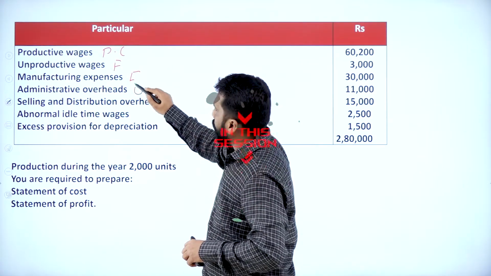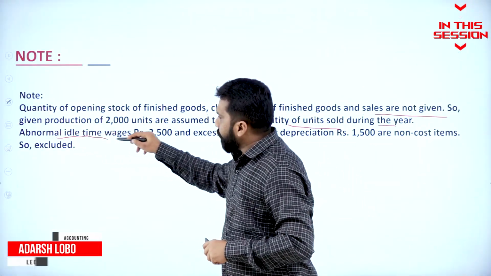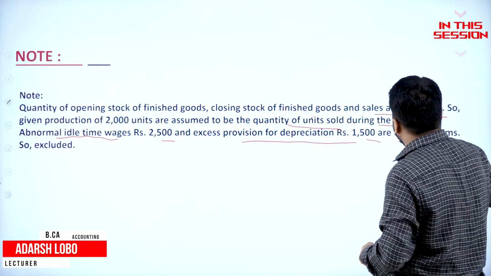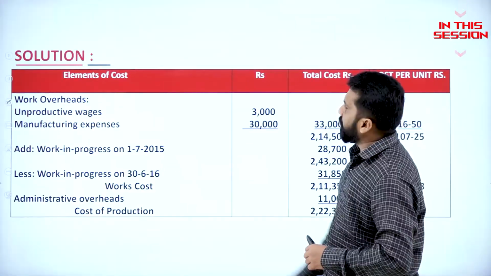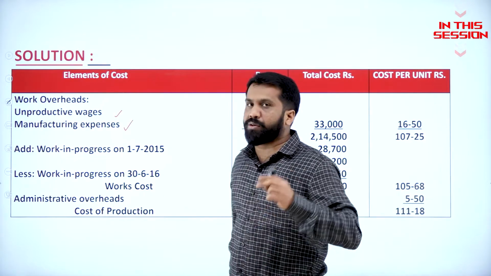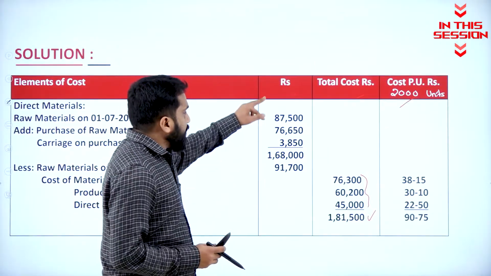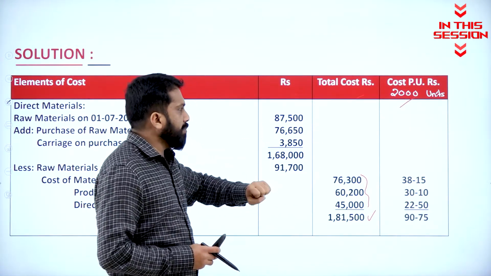Administration comes under office. See, in this problem, they have not given individually. Abnormal idle time, as I told you, 2500, and excess provision to depreciation 1500 are non-cost items. So, as per this, works overhead, as I told you, unproductive manufacturing, only two you got. Along with that, the last column, remember, these things we ignore. We take only these numbers.